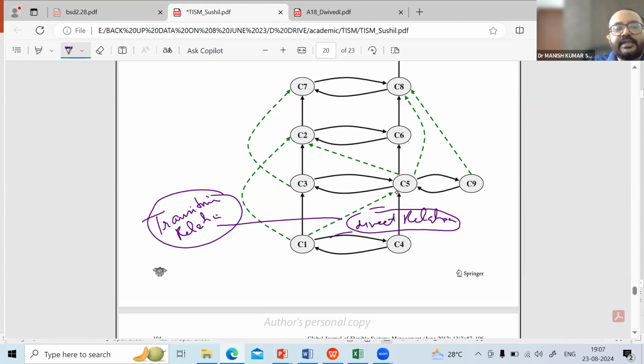Suppose, for example, factor A is influencing B and B is influencing C. Got it? A is influencing B, B is influencing C. It means A is indirectly influencing C. This is the basic concept we'll use here.